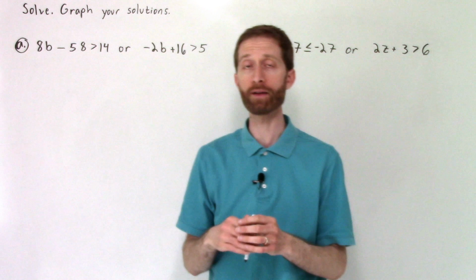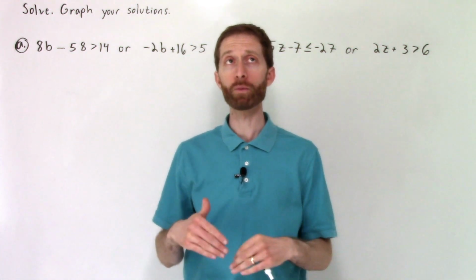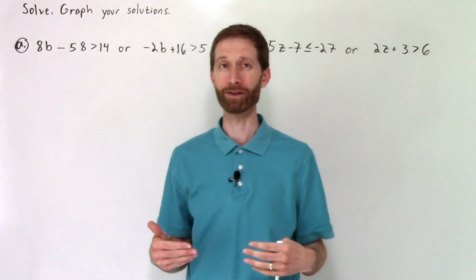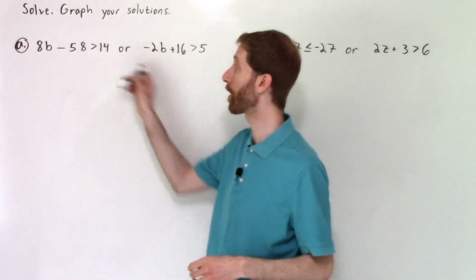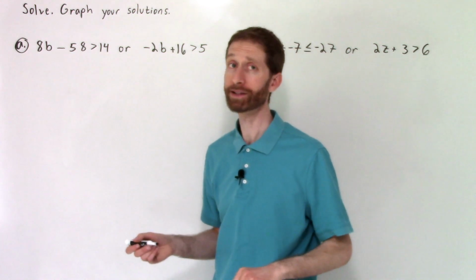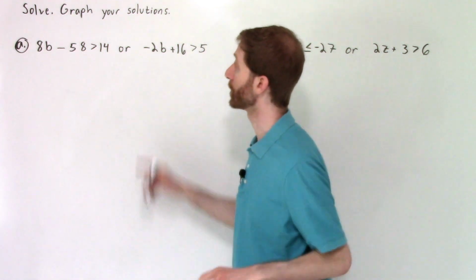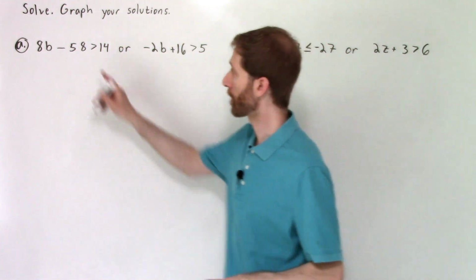You've noticed with the graphs that you're either graphing one side or the other. So they're two separate inequalities, just kind of combined together. So that's what we're going to do with these problems. You solve them like separate inequalities with the word OR. It's not so bad. So we've got 8b minus 58 is greater than 14, or negative 2b plus 16 is greater than 5. We'll solve this first one.